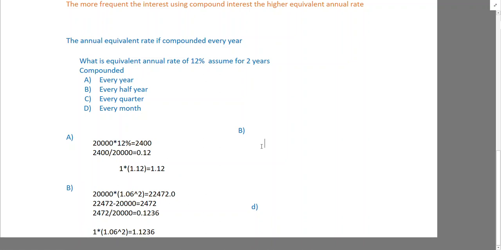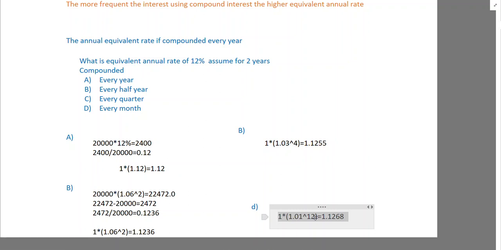What if we add interest every quarter? That would mean 4 times. 12 divided by 4 is 3%, 4 times. It becomes 12.5%, even higher than this. What if it is added every month? That means 1%, 12 times, 12.6%. So the more frequently interest is added, the higher the percentage is going to be.